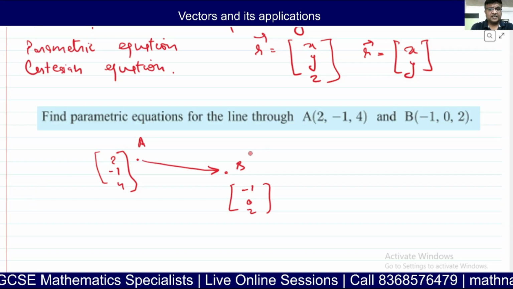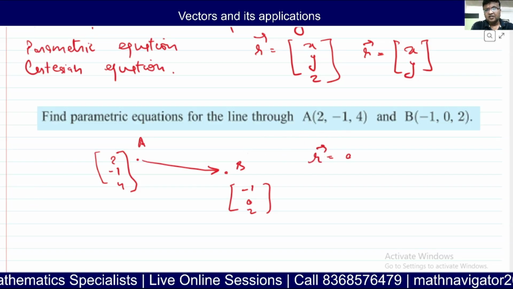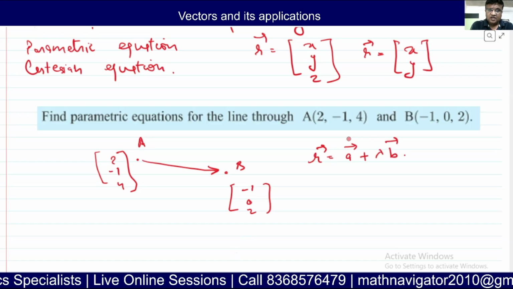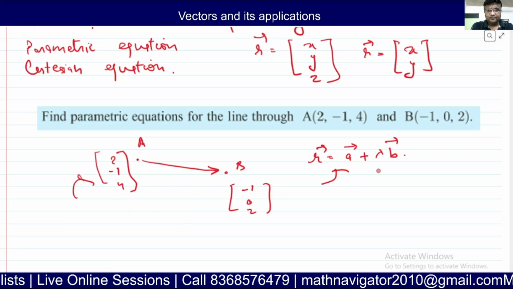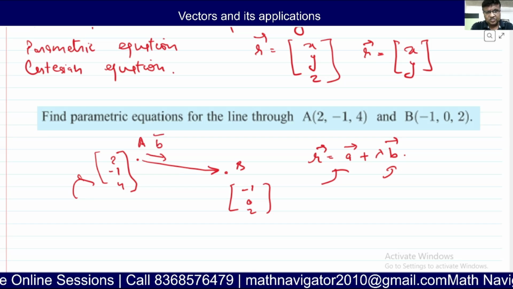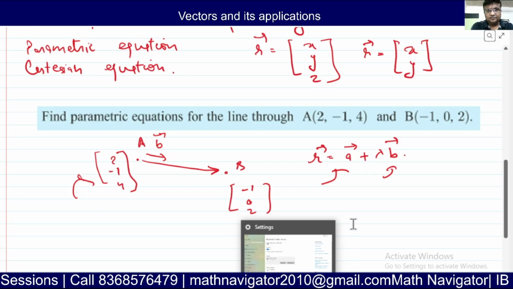First, the general equation of my line is vector r equals vector a plus lambda times vector b. What is this? Vector a is a point on the line, so I can take this as a point. This vector b is the direction vector. So how will I make the equation of a line?